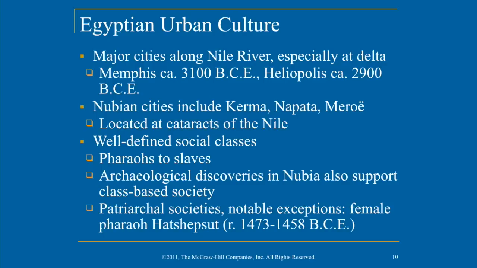In Egypt, they had well-defined social classes. Everyone knew their place, from the pharaohs all the way down to the slaves. Everyone knew their jobs, knew where they belonged in society. Through archaeological discoveries in Nubia, they also support a class-based society.